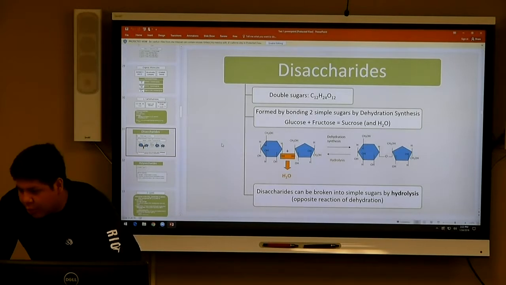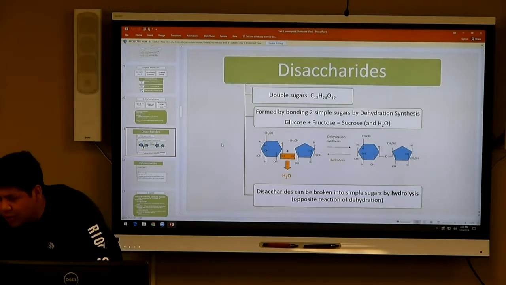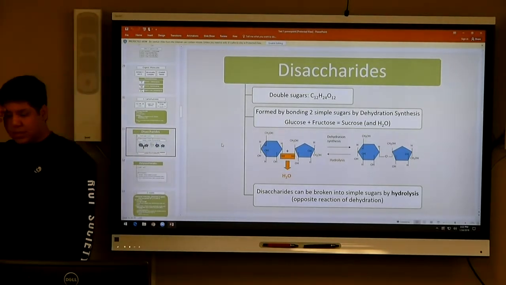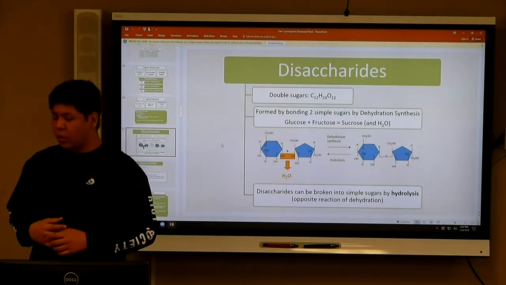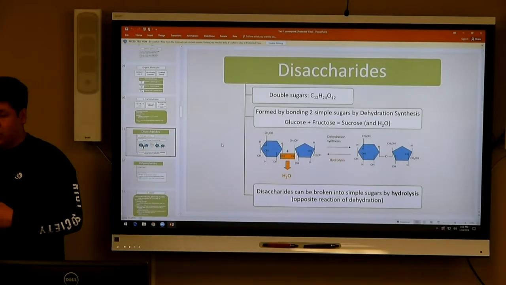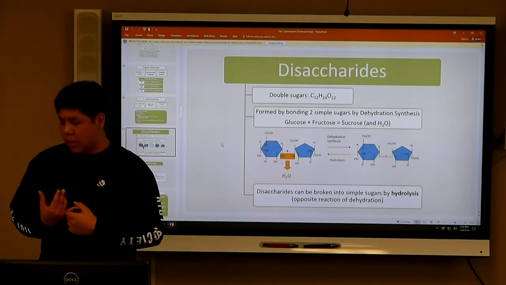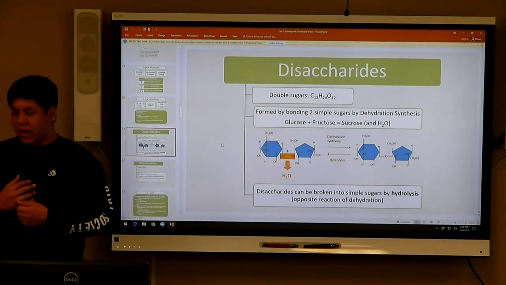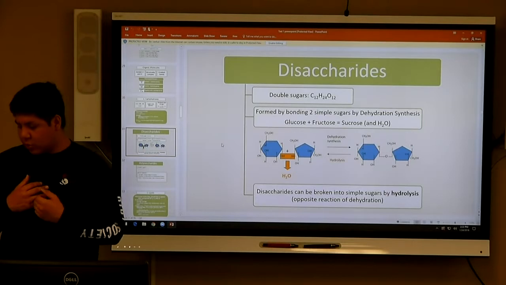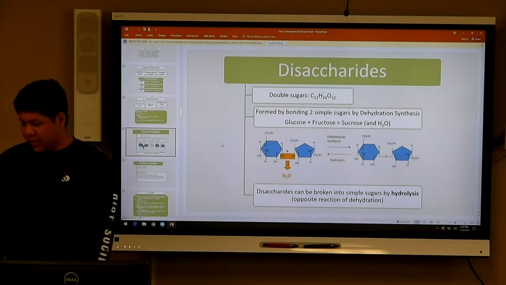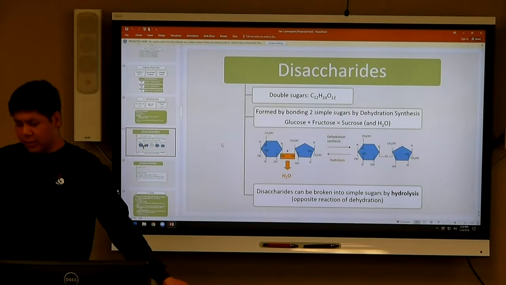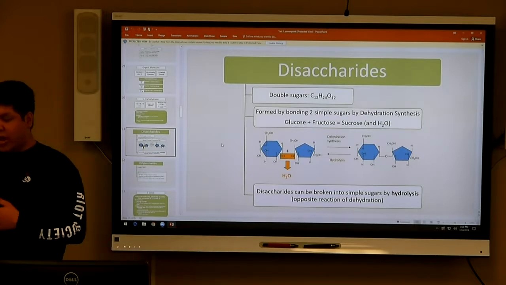Disaccharides are double sugars formed by bonding two simple sugars by dehydration synthesis. Glucose and fructose equals sucrose. Disaccharides can be broken into simple sugars by hydrolysis, the opposite reaction of dehydration.